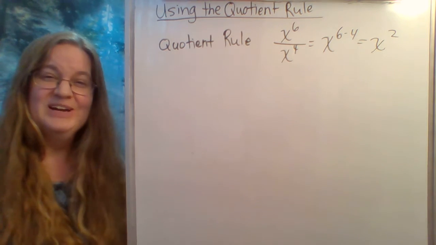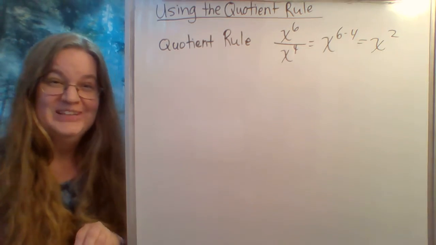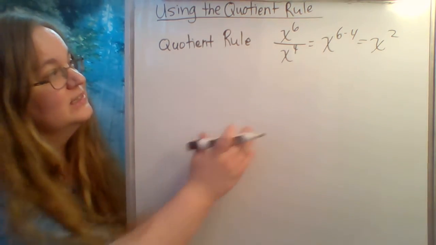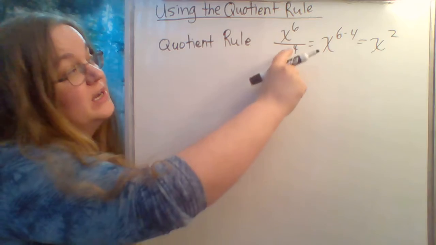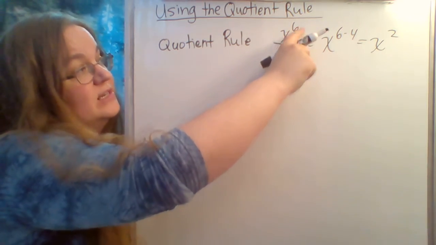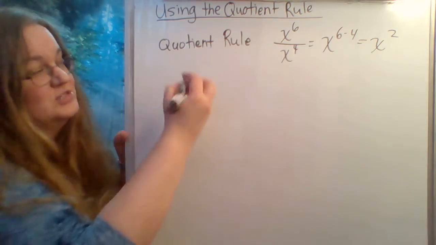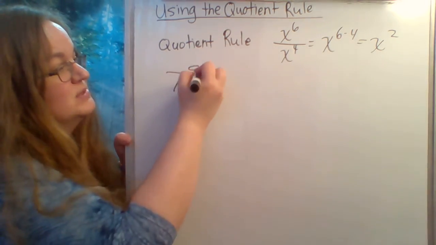Hello, this is Mrs. Brown, and we're working on applying the quotient rule. So, as we take a look, remember that if you have powers with the same base, you can subtract their exponents in order to simplify. So let's start looking at some examples.